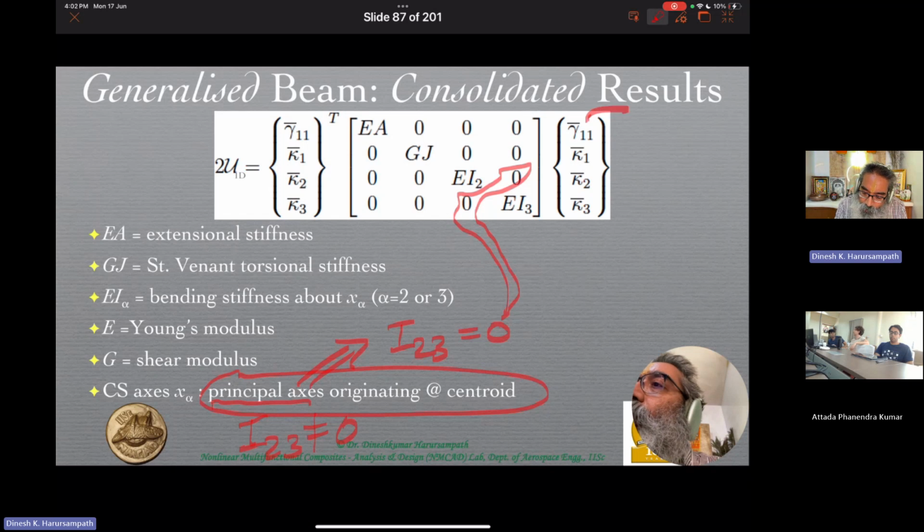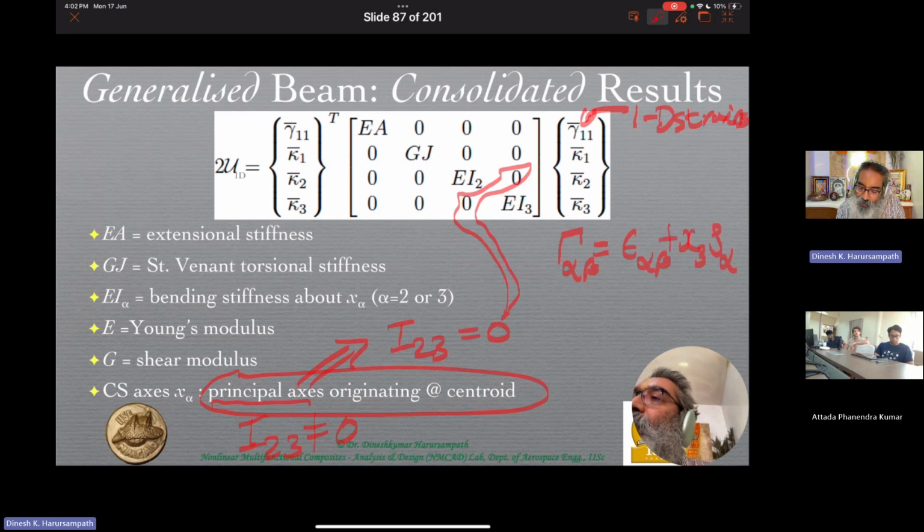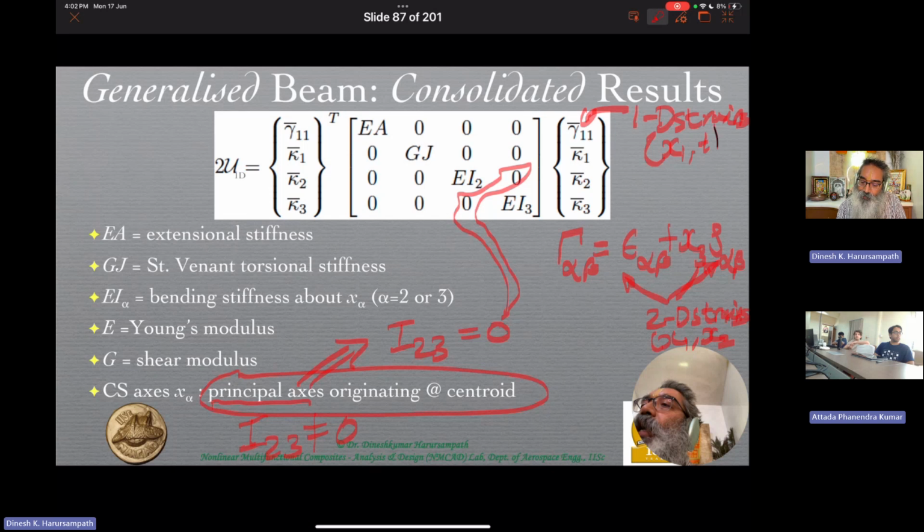So these are, as I said, 1D strains. I thought we didn't do 2D, but we did already. Remember, in the morning session, we introduced capital gamma alpha beta as epsilon alpha beta plus x3 rho alpha beta. Now it's equivalent to that. So these are 2D strains. These two are 2D strains because they depend only on x1 and x2. These are 1D strains because they depend only on x1. Just remember this.